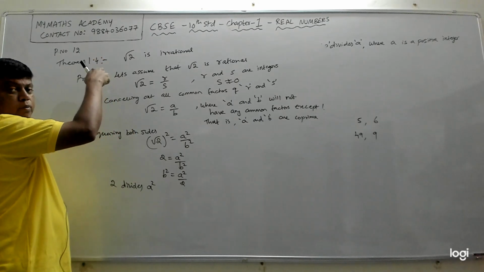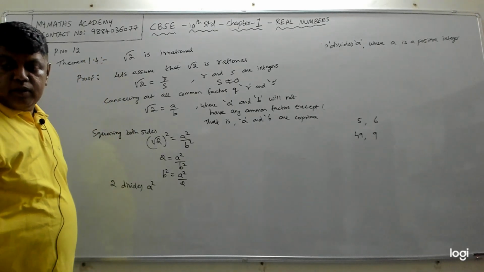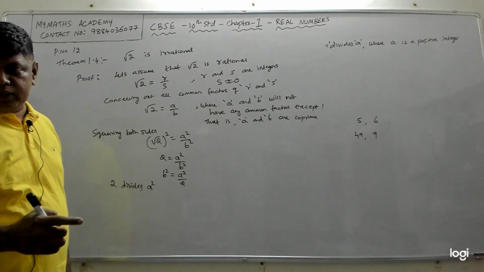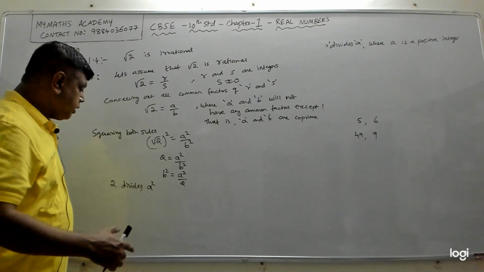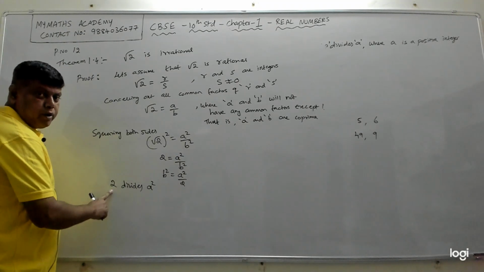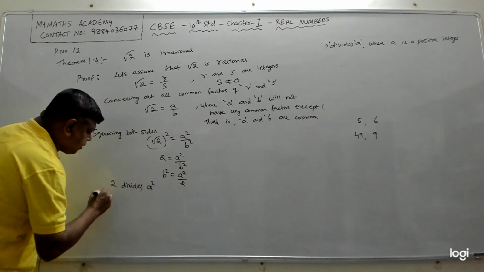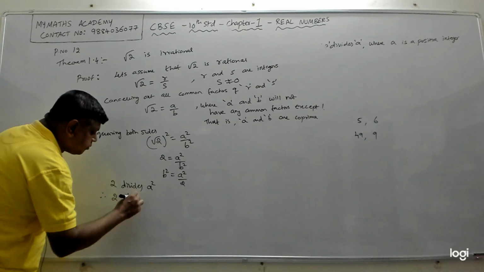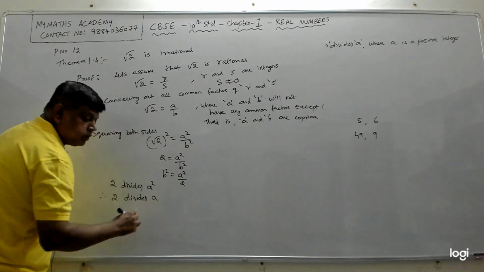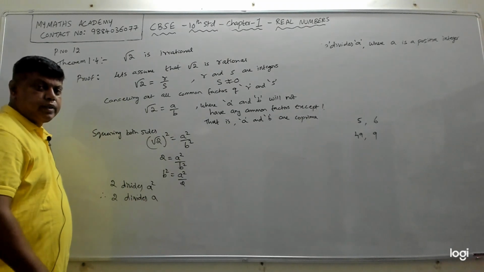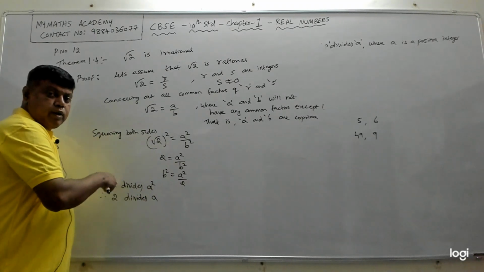Therefore by theorem 1.3, what does it say? Let p be a prime number. If p divides a square, then p will divide a. Now here p is a prime number, 2 divides a square. Therefore we can say 2 divides a, using that previous theorem 1.3. If 2 divides a square, then 2 will divide a.